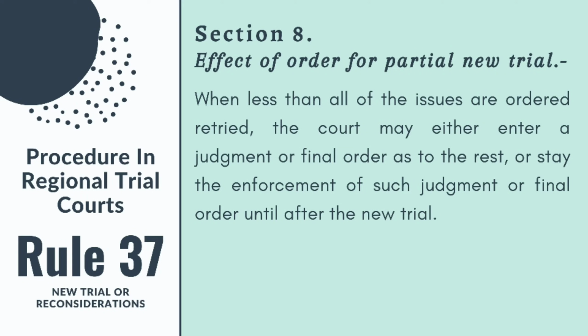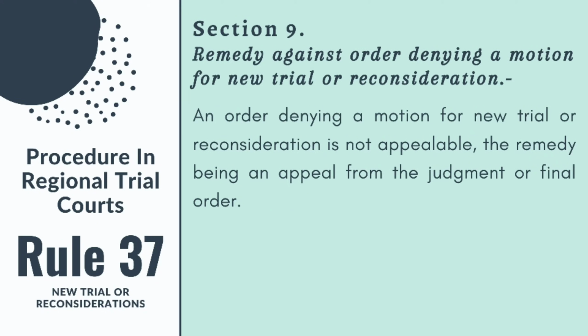Section 8. Effect of order for partial new trial. When less than all of the issues are ordered retried, the court may either enter a judgment or final order as to the rest, or stay the enforcement of such judgment or final order until after the new trial. Section 9. Remedy against order denying a motion for new trial or reconsideration. An order denying a motion for new trial or reconsideration is not appealable, the remedy being an appeal from the judgment or final order.